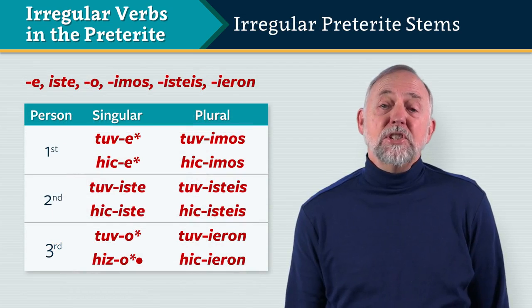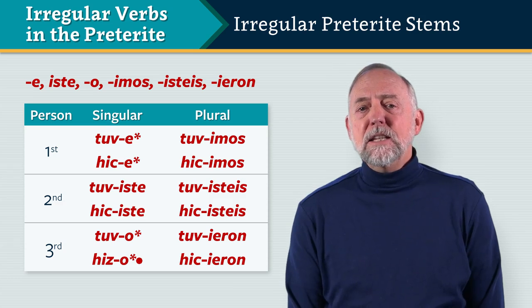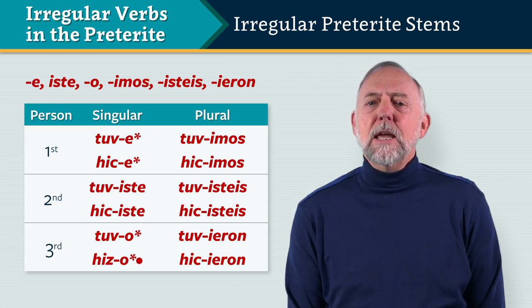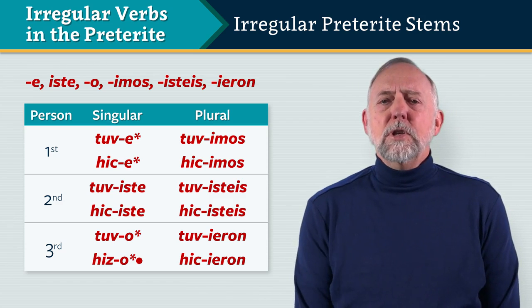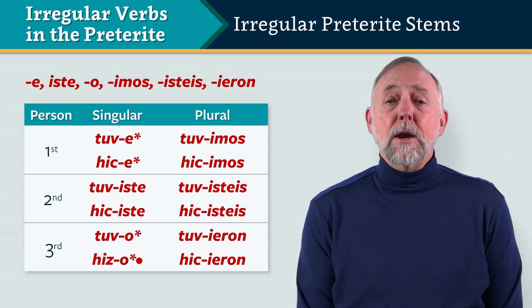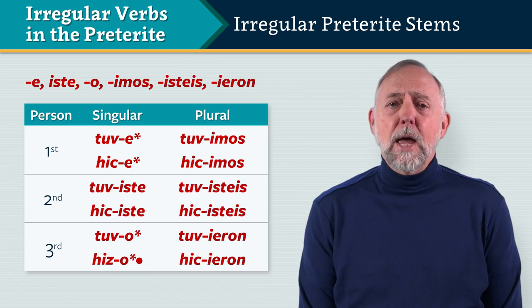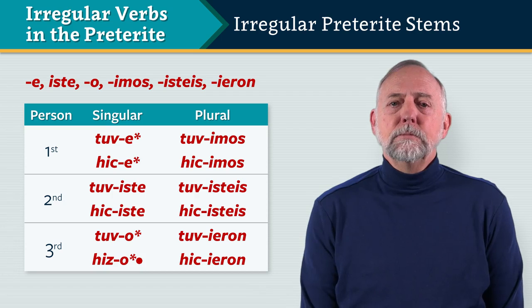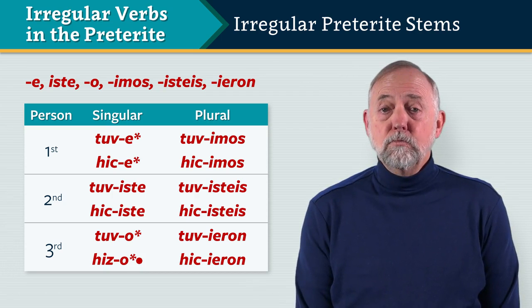Now, to these stems, you're going to add the following endings: -e, -iste, -o, -imos, -isteis, -ieron. So let's look at the chart for these verbs. Let's take a verb like tener, which is tuv. So here are the endings that you add. Tuve, tuviste, tuvo, tuvimos, tuvisteis, tuvieron.